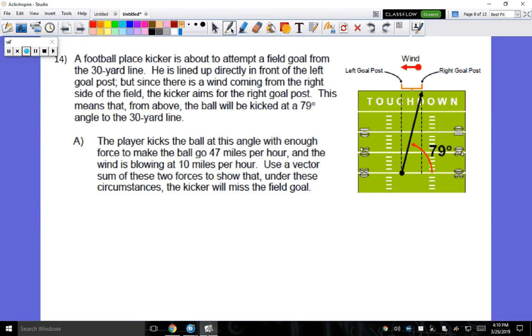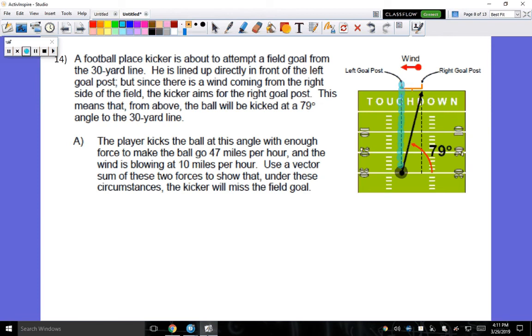Okay, so let's look at number 14. We have a football kicker who's about to attempt a field goal from the 30-yard line. So the football kicker is right here. So right here is a football kicker, and he is lined up directly in front of the left goal post.